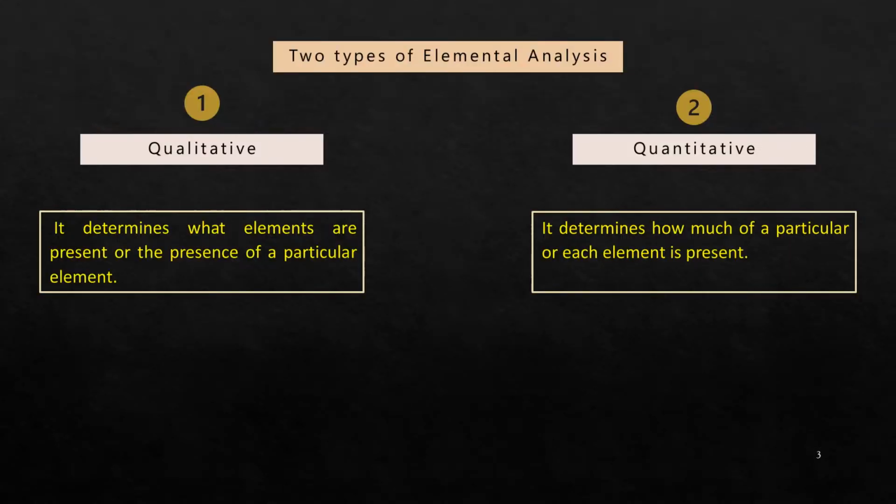Elemental analysis can be subdivided into two ways. Qualitative analysis determines what elements are present or the presence of a particular element, while quantitative analysis determines how much of a particular or each element is present. In either case, elemental analysis is independent of structure, unit, or functional group.